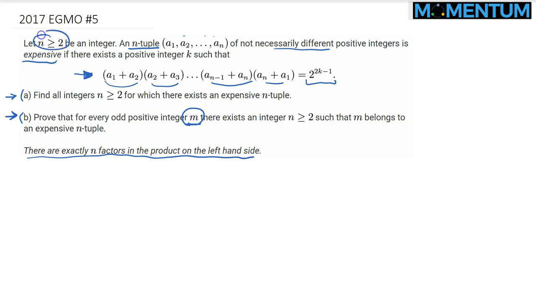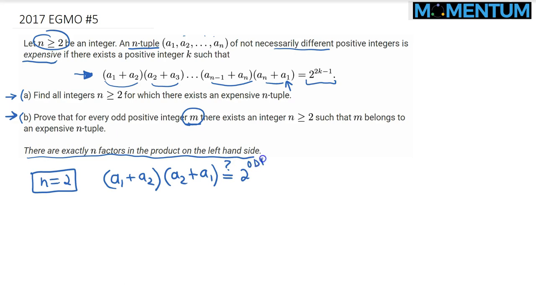Obviously, n starts at 2, so let's check n equals 2. And then see if we can find a pattern after checking for 3, 4, 5, and so on, and ultimately putting them together in a coherent way. Awesome, n is equal to 2, our product becomes (a1 plus a2), (a2 plus a1). So that thing is supposed to be 2 to the power of an odd integer? Well, obviously not, right? Why?